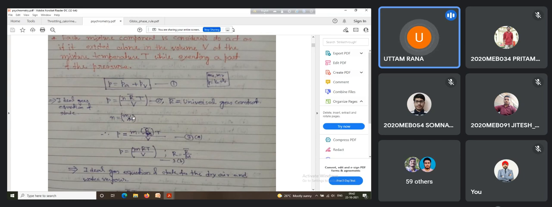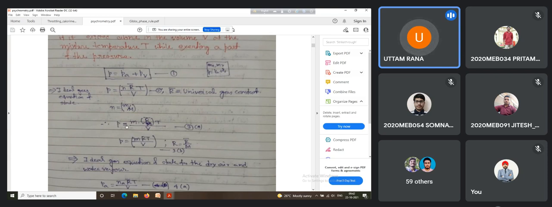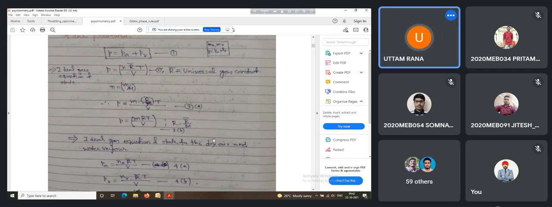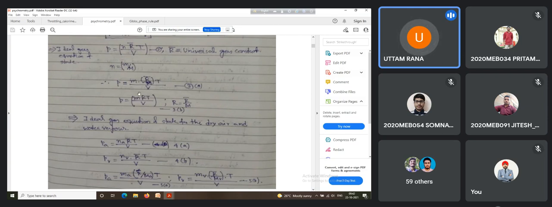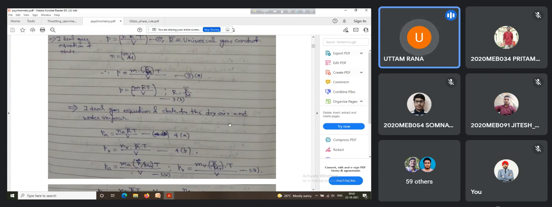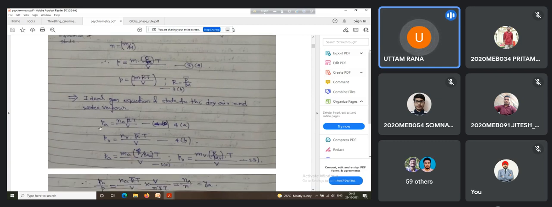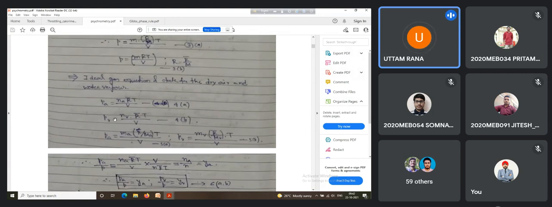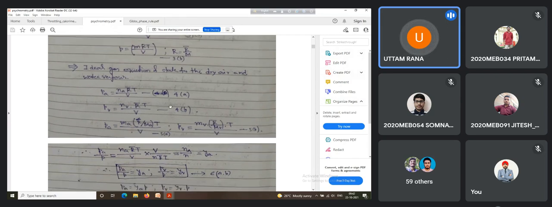So we can write n is equal to total mass divided by molecular weight of the air and vapor mixture. So we can write P is equal to M into R bar divided by M into T divided by V. This is equation 3a, and so PV may be written as M into R into T, where R is the gas constant. Now ideal gas equations of state for the different species like dry air and the vapor may be written as PaV is equal to Na R bar T for air. Similarly for the vapor we may write PvV equal to Nv R bar T. So these are equations 4a and 4b.